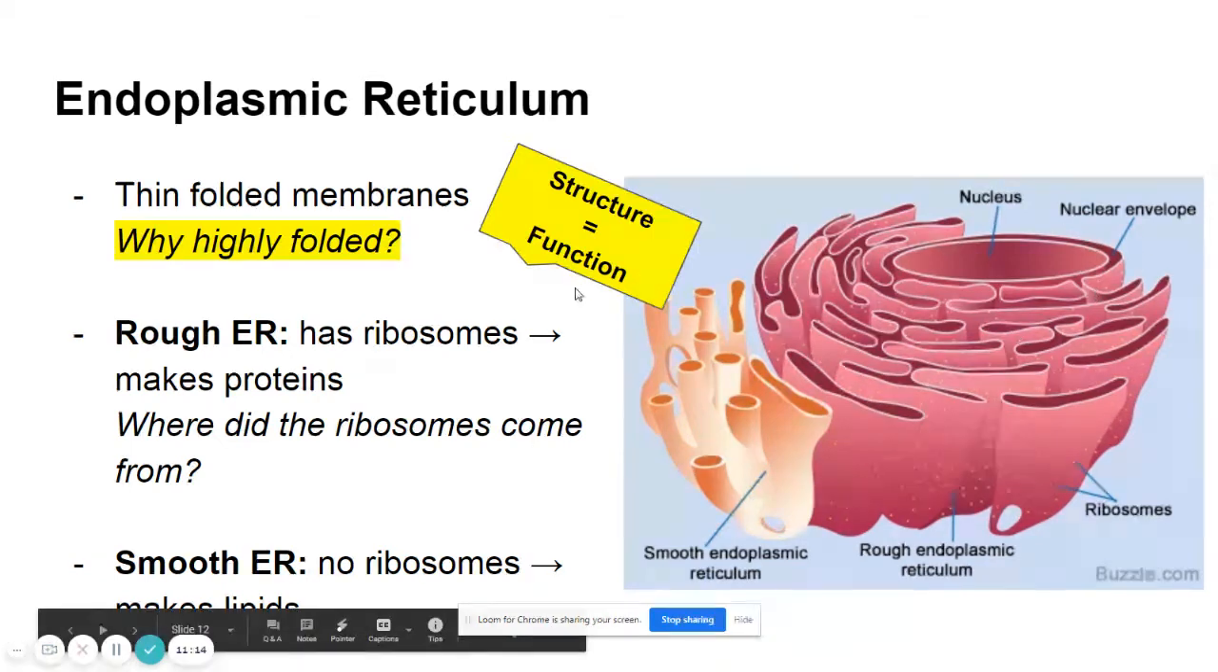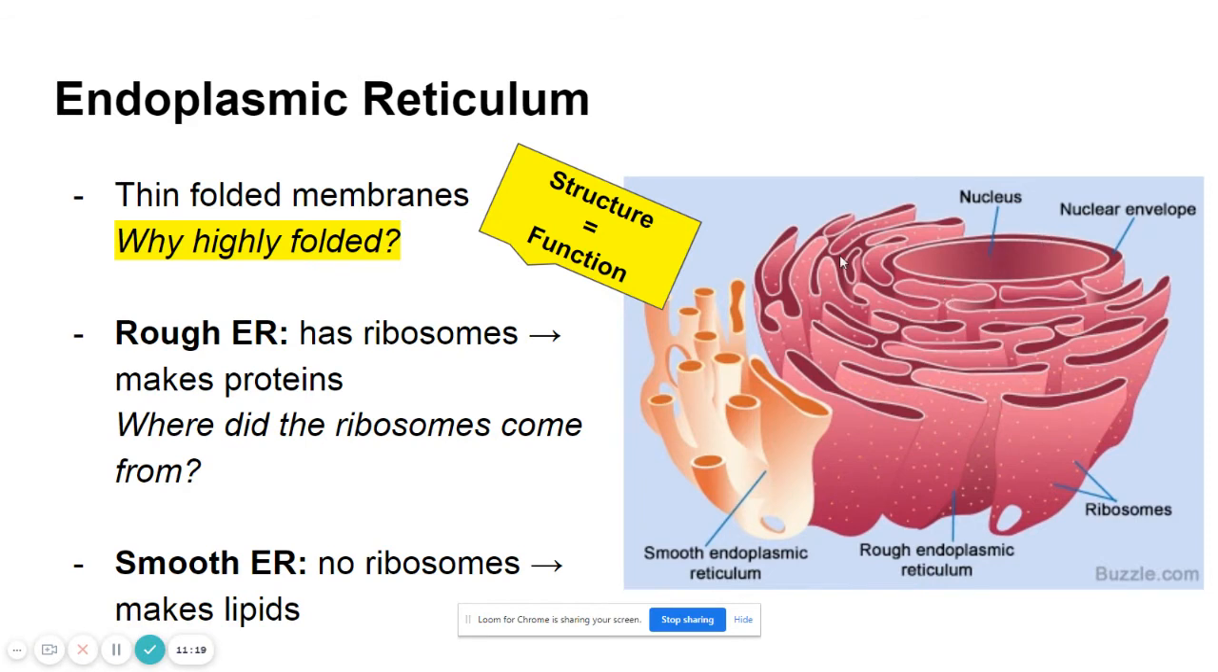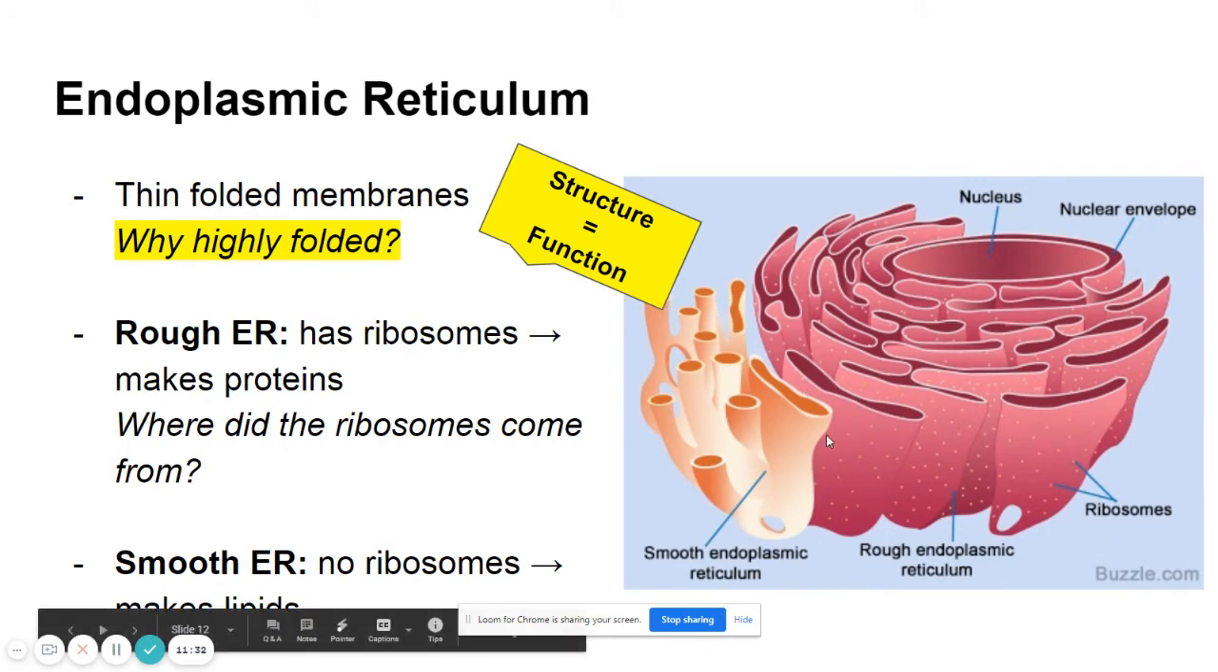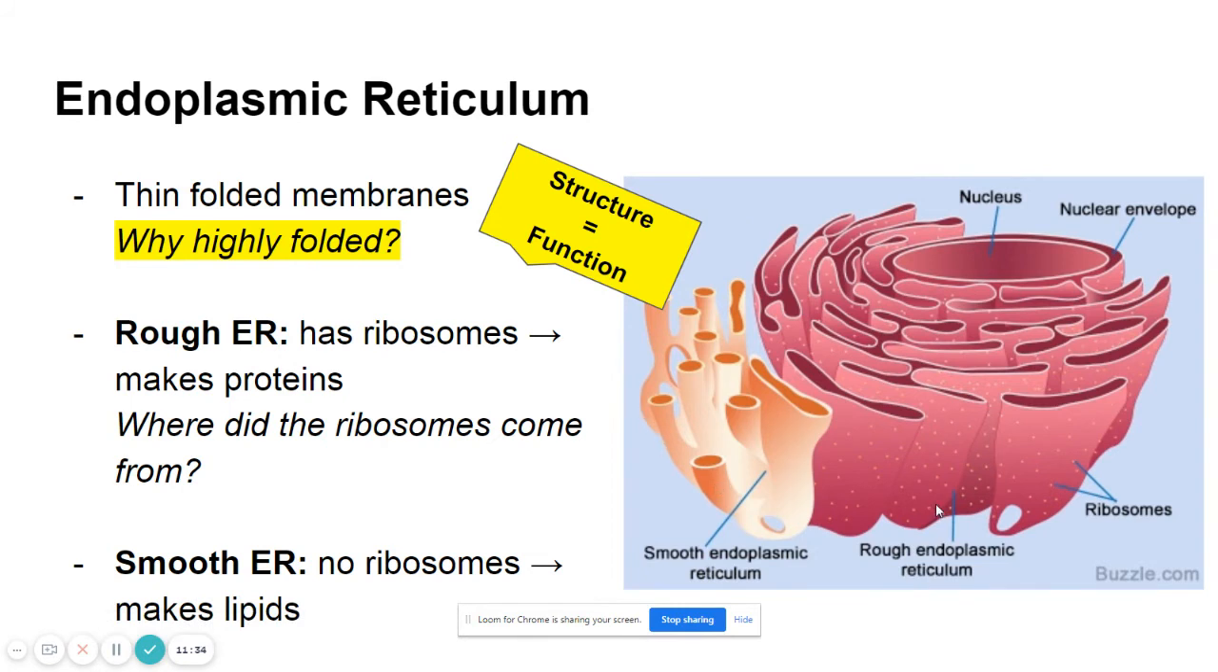So if we look at the general structure of the ER, you'll notice that it's highly folded, right? It looks like a maze. And the reason why it has so many of these folds is to increase surface area, okay? If we were to take these folds and lay them flat, they would take up a lot more space than what we see here. But in order to conserve space, in other words, to increase surface area, the ER gets folded, okay? The ER is folded.